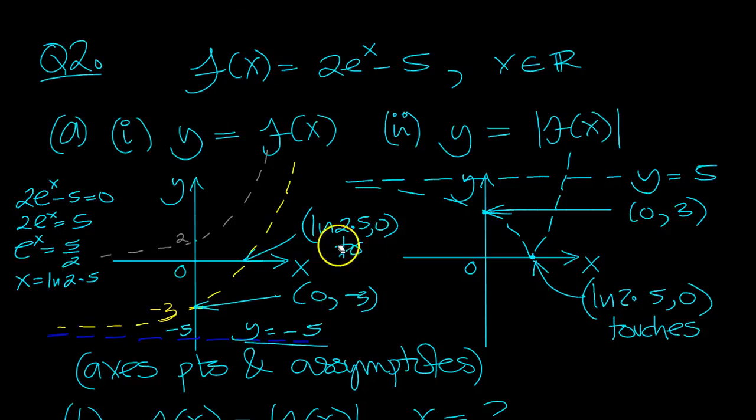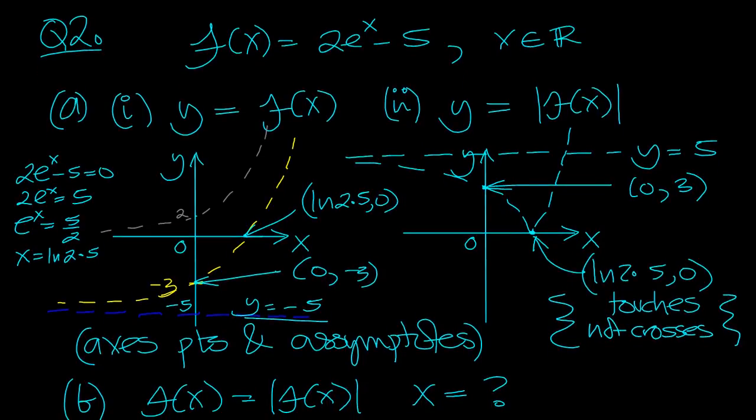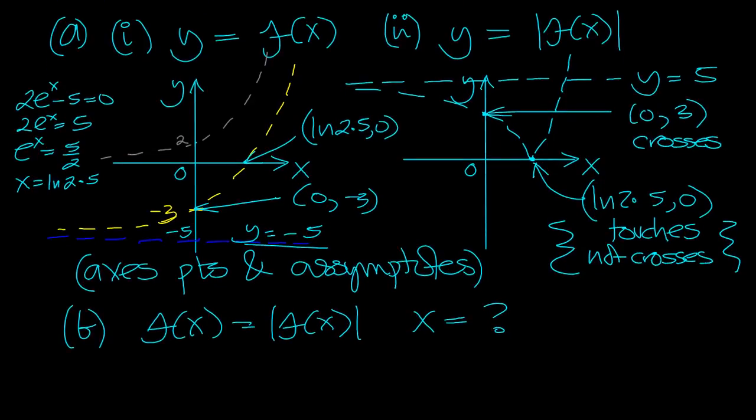I don't think it crosses, but it touches. This is a crossing point. Not crosses. Okay. This one crosses. Okay, good. So when does one equal the other? Well, when the modulus is equal to the other, they don't equal one another back up here, do they? But they equal one another for all values bigger than or equal to ln 2.5. There. That's when those values overlap. And that's the solution set there.